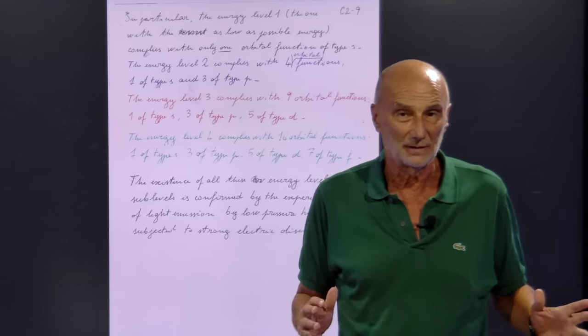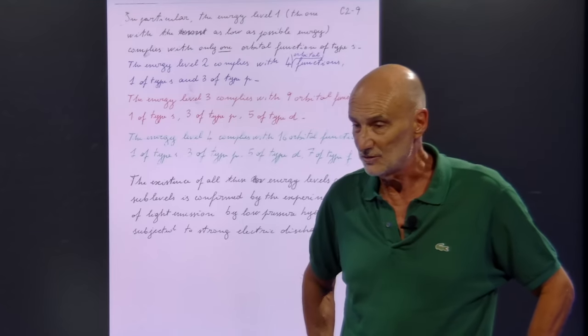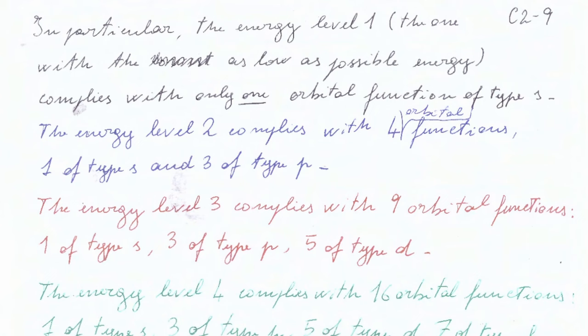We can imagine the hydrogen atom made in this way. We have a fundamental energy level, which is, let's say, the energy level 1, the one in which the lowest possible energy is kept by the electron. Well, this energy level complies with only one orbital function, and this is called an orbital function of type S. In a few minutes I will explain what this letter S means.